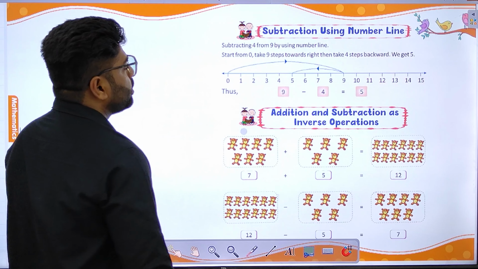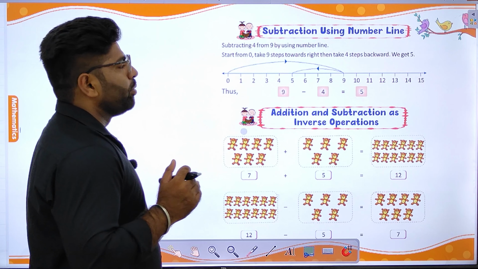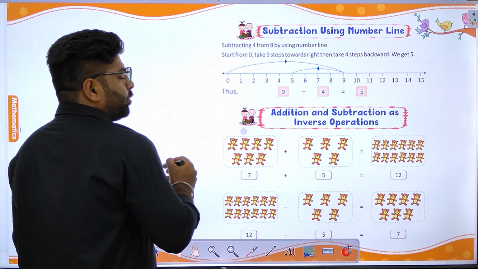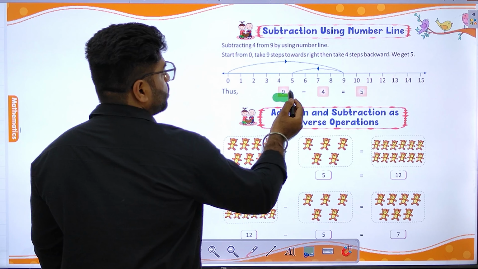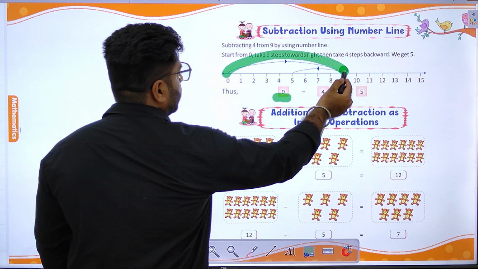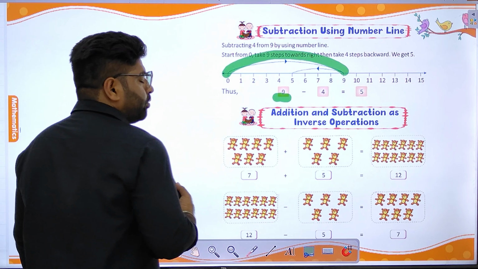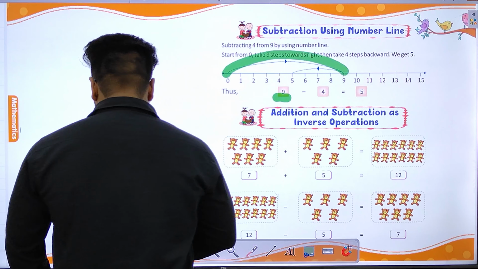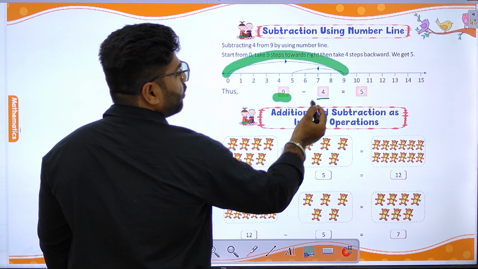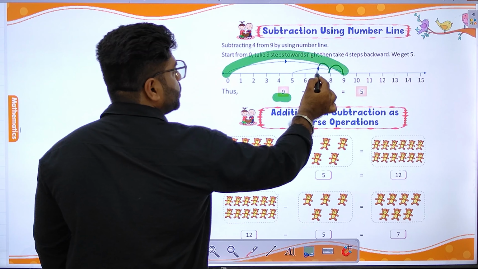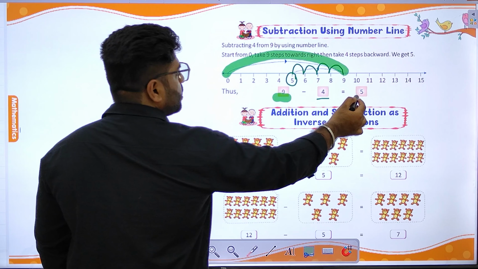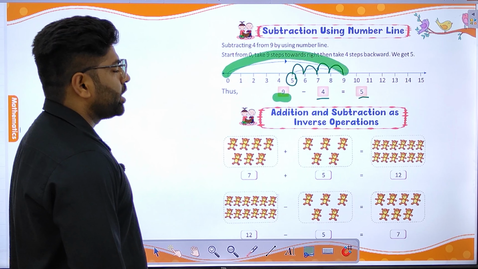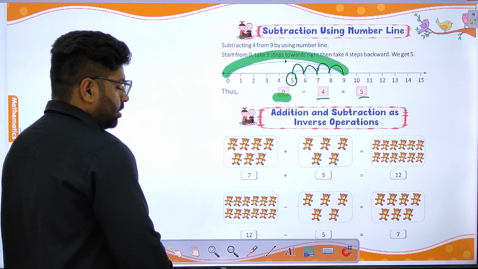Let's move to our next topic, that is subtraction using number line. Here we are having 9 minus 4. First we will jump to the higher or larger number directly. After that, whichever number we are going to subtract, we have to take that many steps backward. Just like we have to subtract 4, we have to take 4 steps backward. 1, 2, 3, 4. Then the final answer is where we have stopped. Clear?